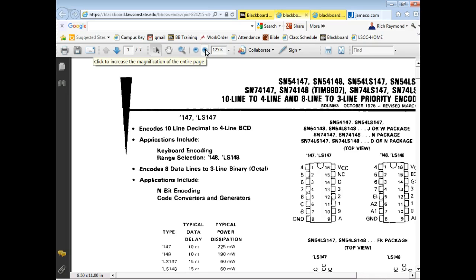So this brings in 10 lines of decimal, but remember on a decimal, we're going to represent each digit with one line. Does that make sense? So like what we get out of a 7442. So I have a 7447 and 7448. 7447 goes from decimal to BCD, and 7448 would go from octal to binary. Everybody okay?